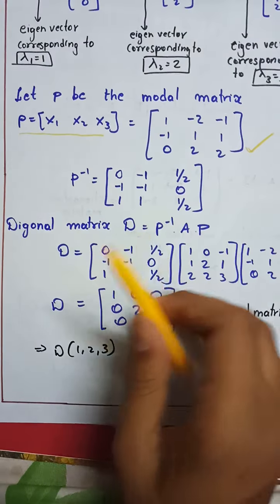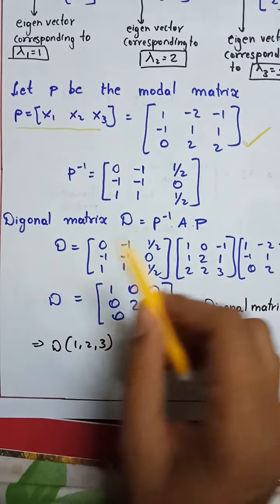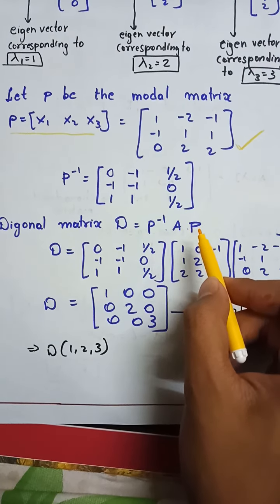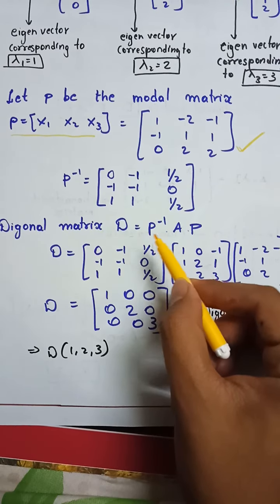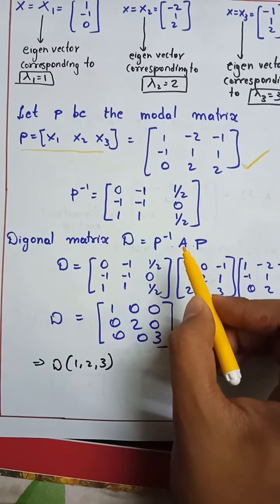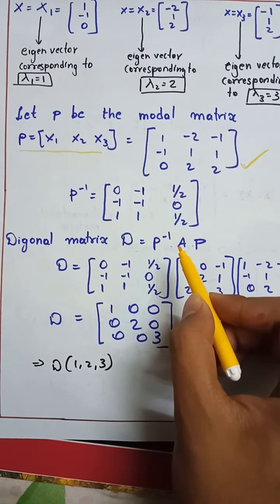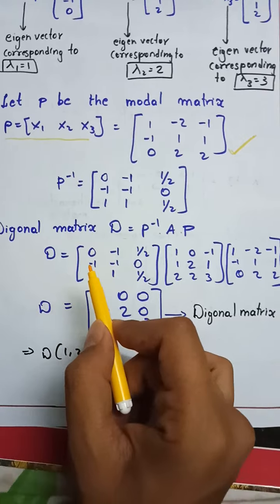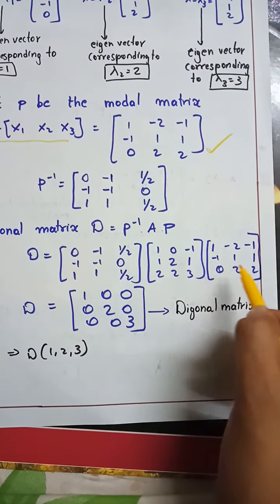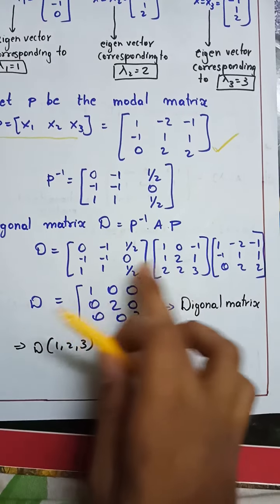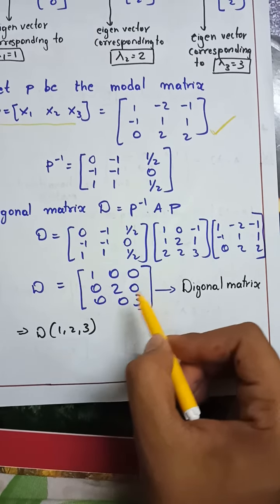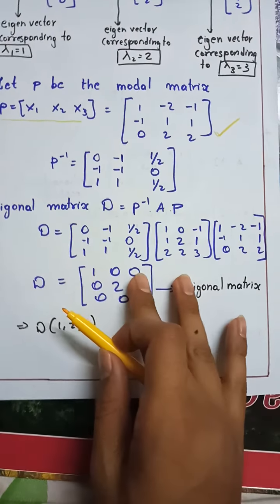Now after getting P inverse, to find the diagonal matrix we have to perform D is equal to P inverse A P. P is the model matrix, P inverse is the inverse of P, and A is the matrix given in the question. D is equal to P inverse, A matrix, and P. After multiplying these, we get the diagonal matrix, which is [1 0 0; 0 2 0; 0 0 3]. This is the required diagonal matrix.